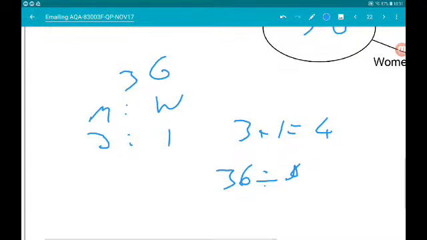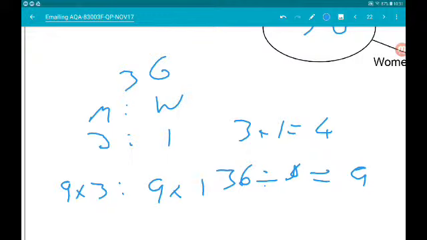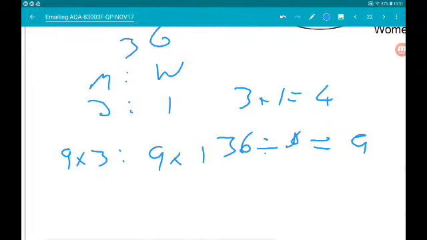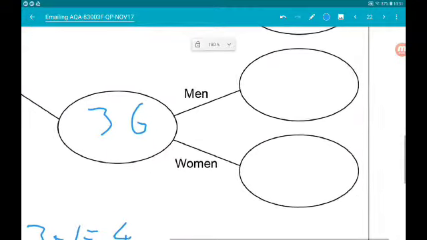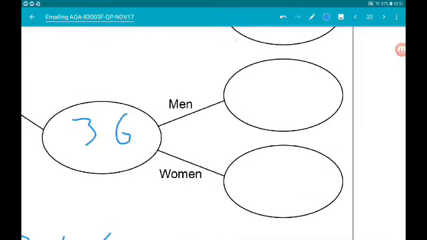So we do 9 times 3 to 9 times 1. So we got 27 to 9. So 27 men do not have a voucher and 9 women do not have a voucher.